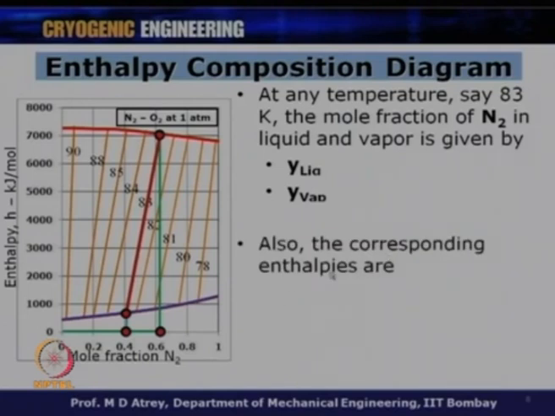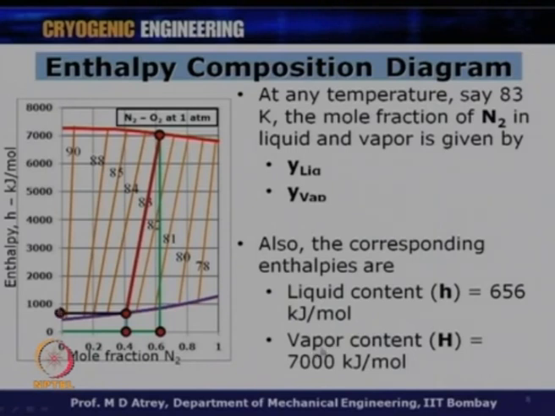Also, the corresponding enthalpies: if I want to see the enthalpy, what is the enthalpy at this point? The liquid content, that is, the enthalpy at liquid condition at this point, is 656 kilojoule per mole. So, you can see from here, if I draw a horizontal, I can read the enthalpy, and this enthalpy is given in small h. While if I see the vapor content enthalpy at 83 Kelvin, it is given by this parameter. If I draw a horizontal line, I can get that the enthalpy is around 7000 kilojoule per mole.